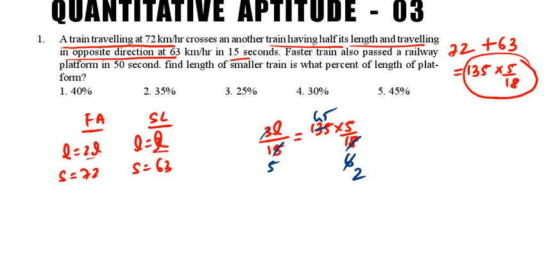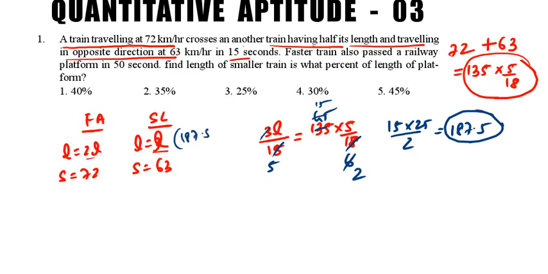Now one train is crossing another train. Total distance will be 2l plus l, 3l in 15 seconds. So 3l by 15, distance by time, that is speed, that is equal to 135 into 5 by 18. With this we are going to get what is the l value. If you do carefully, we are going to get the l value.